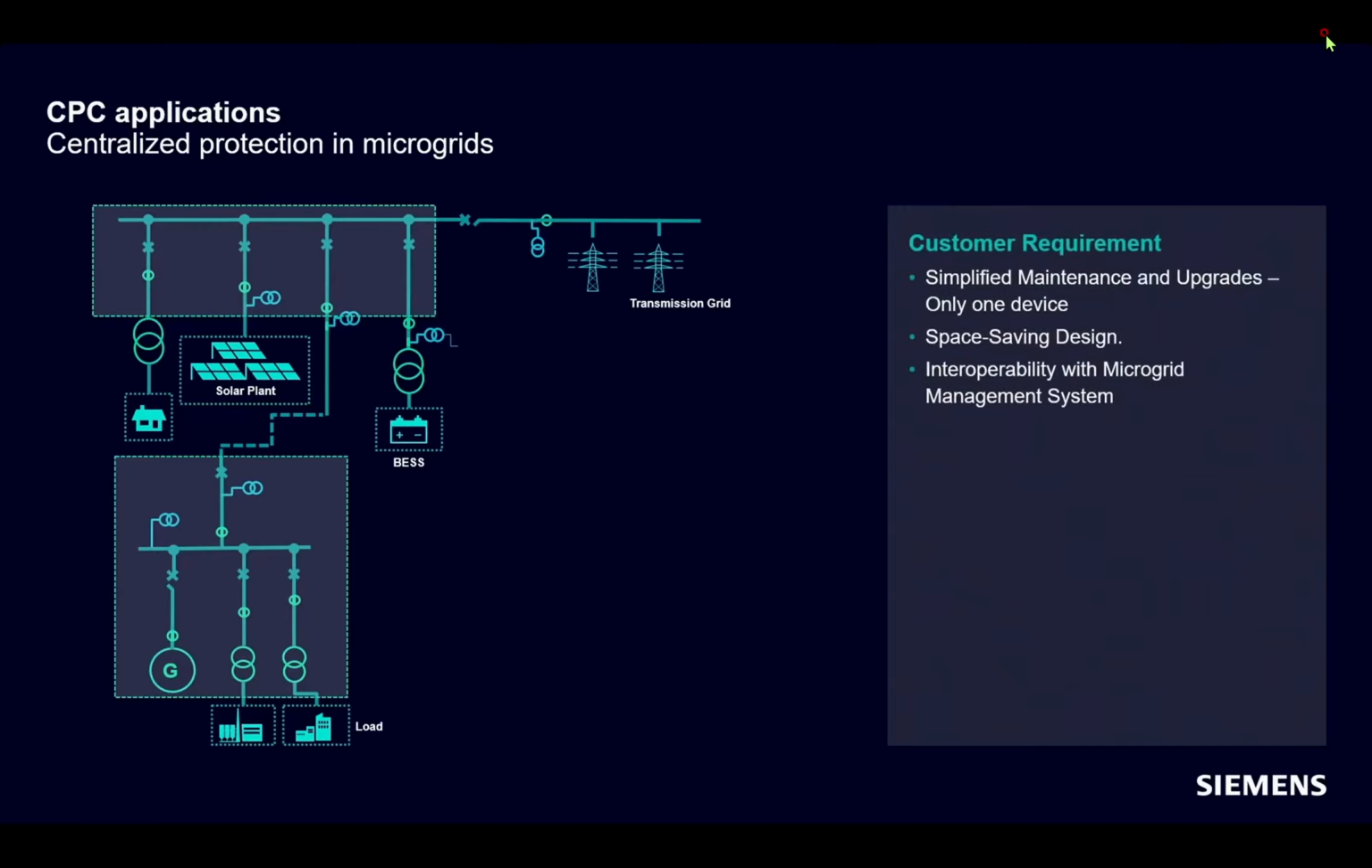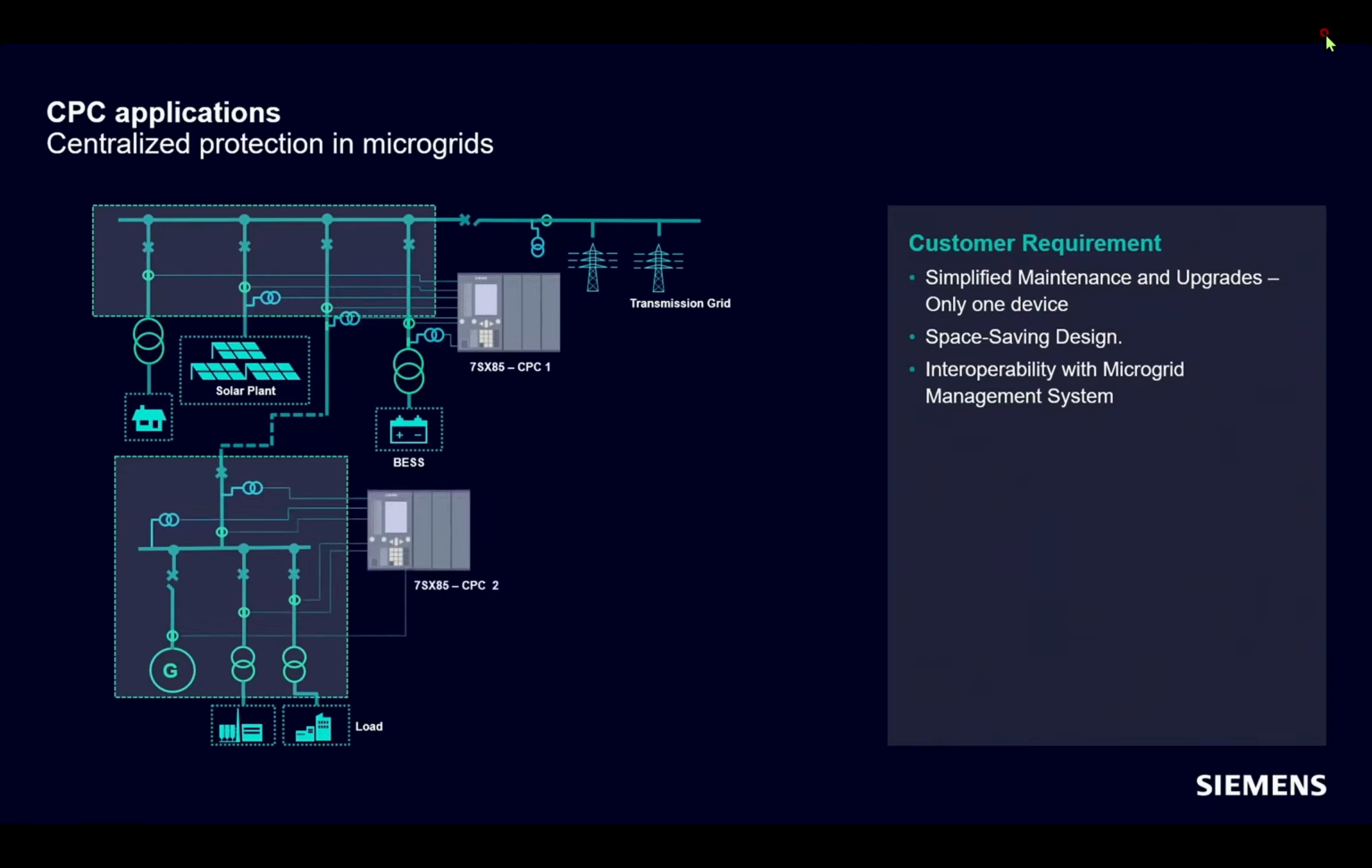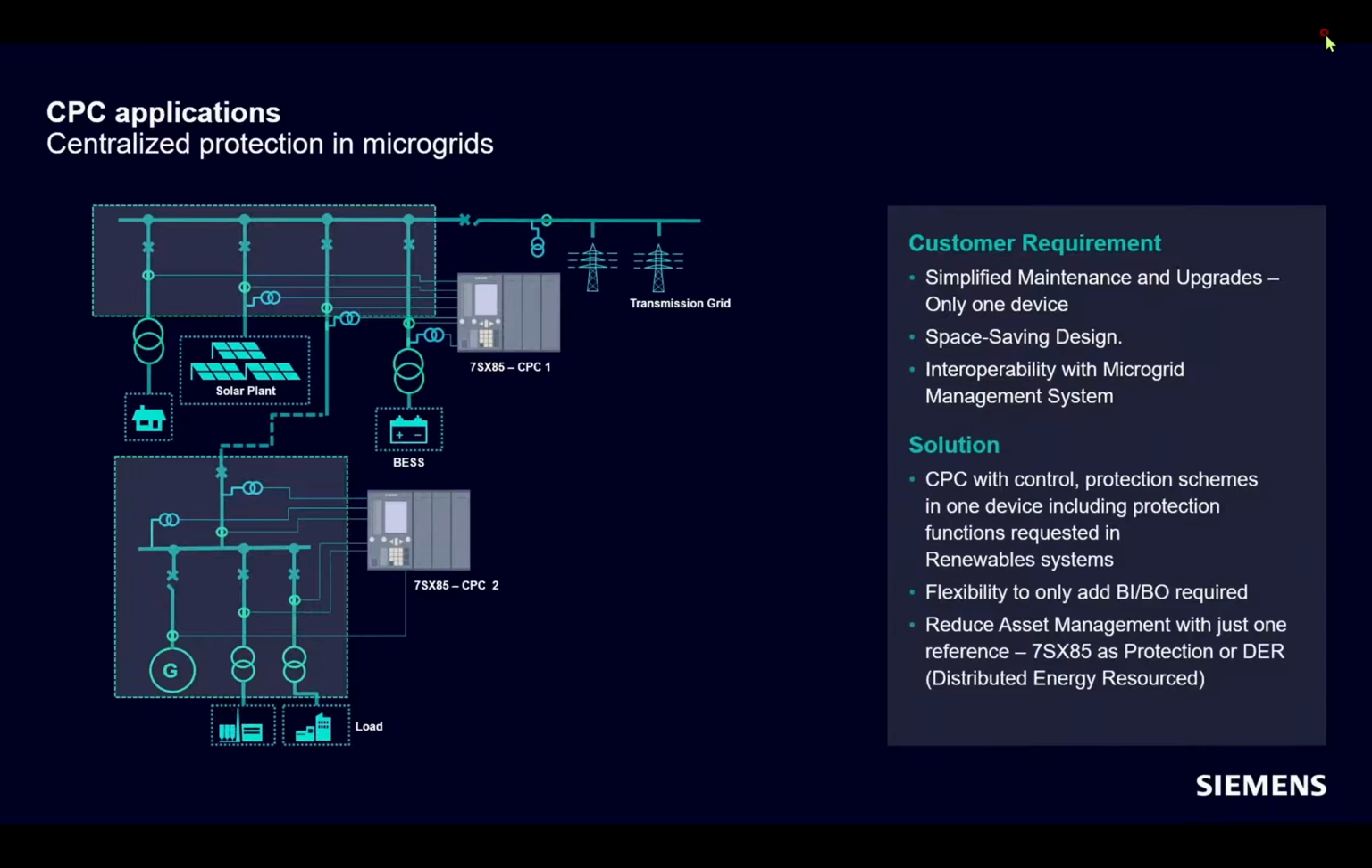For this application, the customer may have some requirements like a simplified upgrade of the control and protection system, one device covering all the functionalities. One device should work well with a microgrid management system using standard protocols. Our solution, of course, is the 7SX85 with centralized protection and control capabilities. Same as before, just one device capable of controlling several bays and including the protection functions requested by renewable systems.